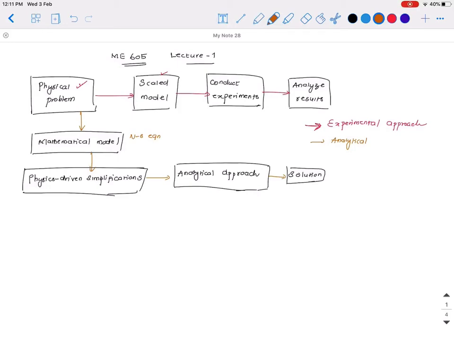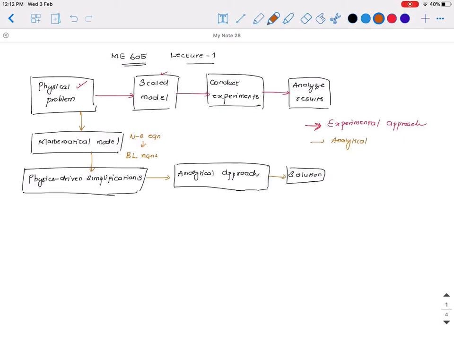By physics driven simplification we mean the original mathematical models many times are so complicated that they contain more information than what we need. In this case, based on physical details of the problem, we can simplify the equation. For example, we can simplify the Navier-Stokes equation into boundary layer equations, which simplifies the complications associated with the solution of the original Navier-Stokes equation.